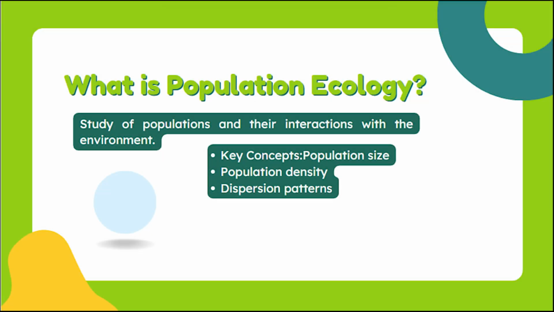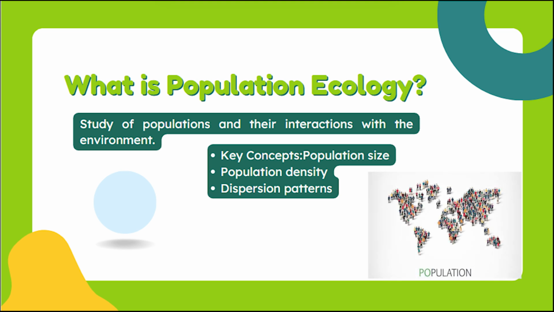So what is population ecology? It's a branch of biology that studies populations, meaning a group of individuals of the same species, and how they interact with their environment. Let's break down a few key concepts. The first one is population size. Population size is the total number of individuals in a population. The second one is population density, which refers to how many individuals live in a given area.